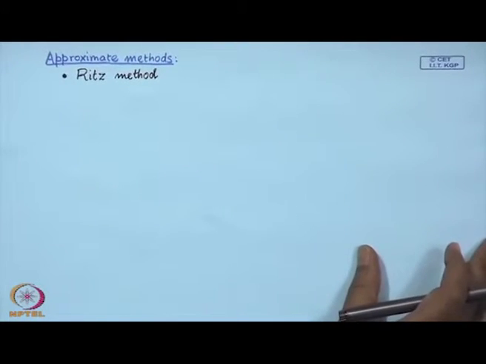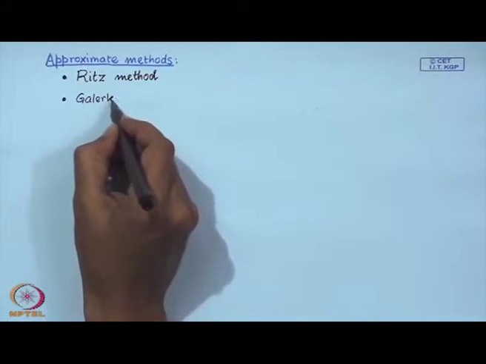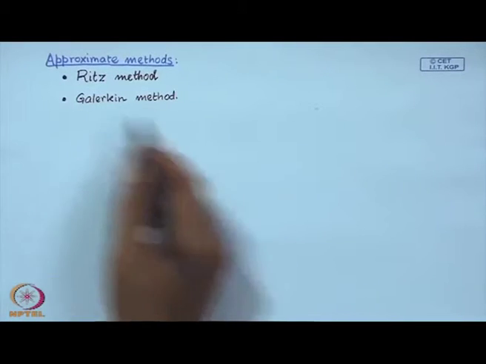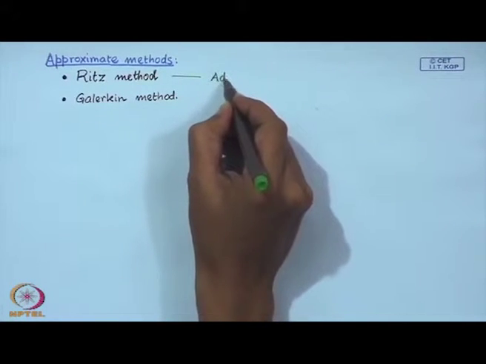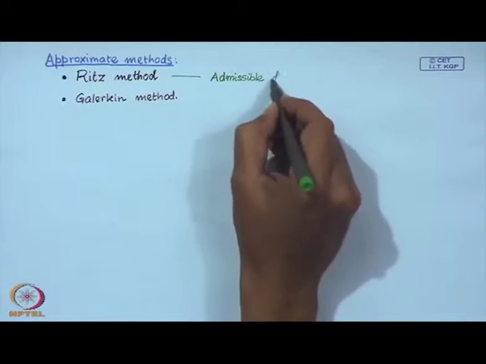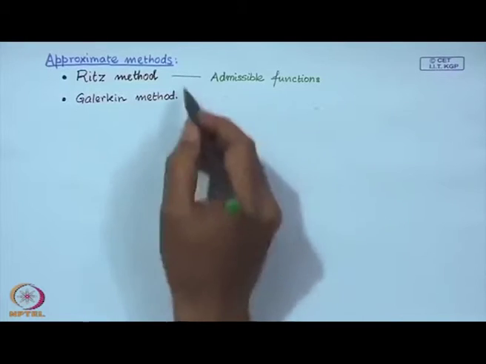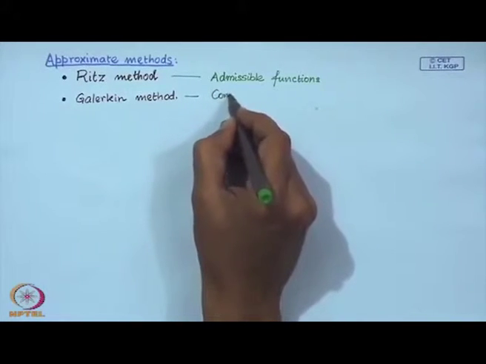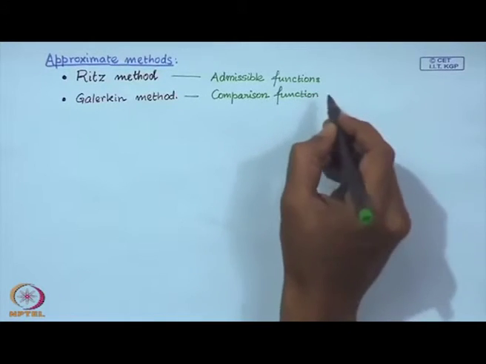In the Ritz method, what we need are admissible functions. So, we expand the solution in terms of these admissible functions. On the other hand, in the Galerkin method, we use comparison functions.